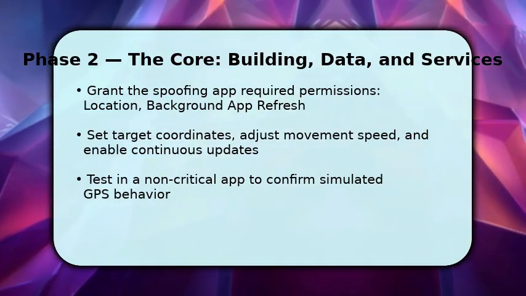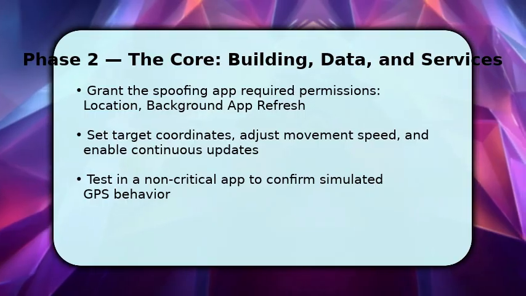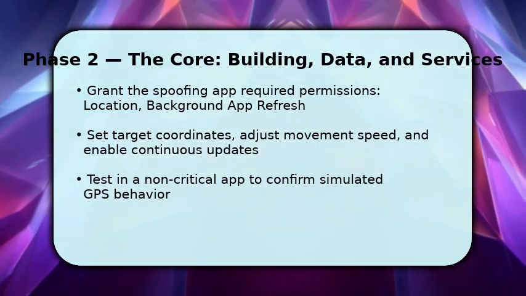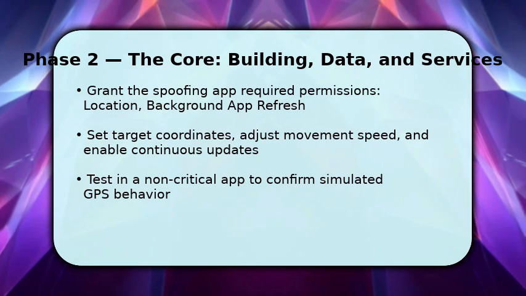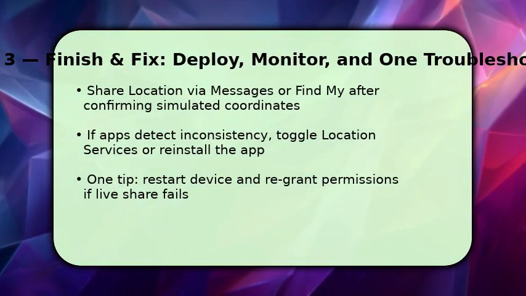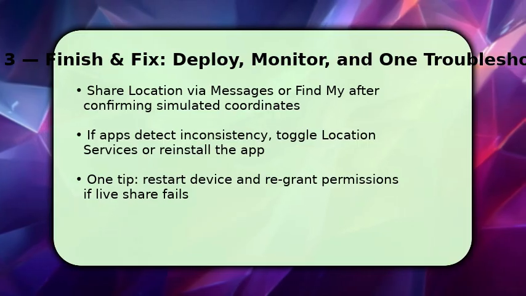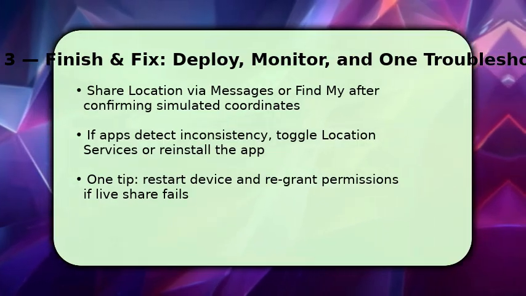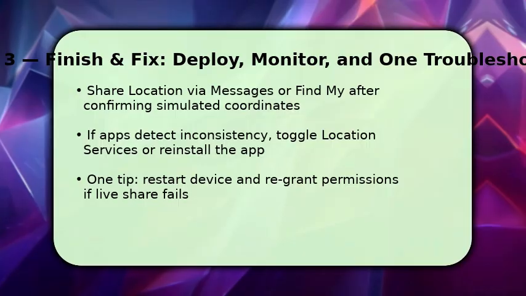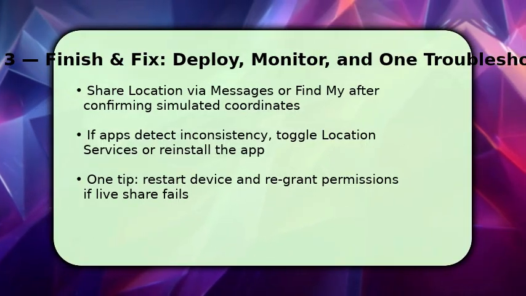Then test with a spare account or a non-critical app to verify accuracy and timing before you share with contacts. You finish by sharing the simulated live location. Open Find My or Messages, choose Share My Location, and pick the app contact while the spoofing tool runs. This ensures recipients see the altered live updates.